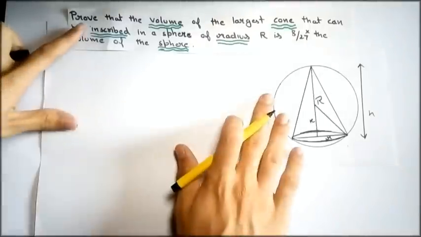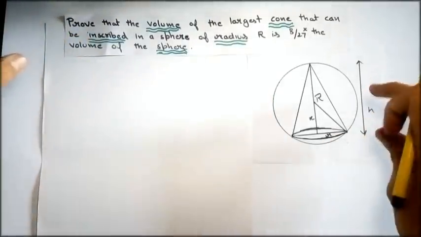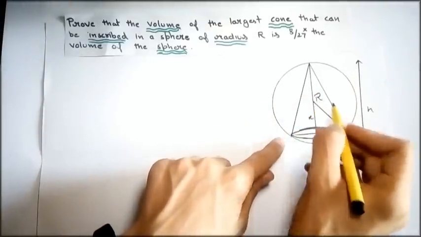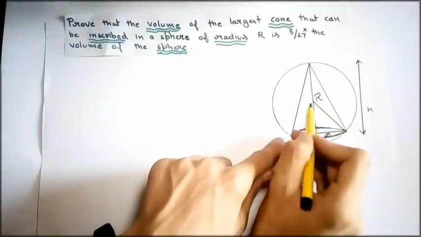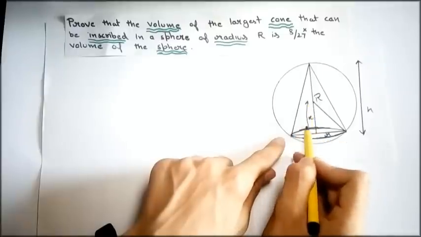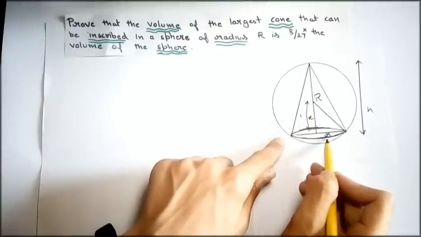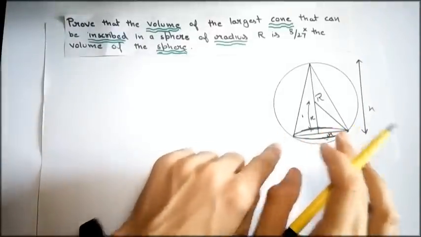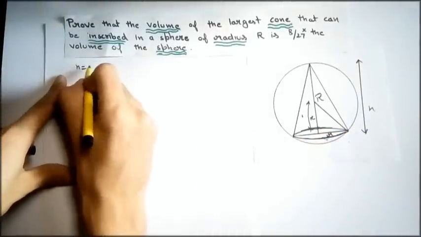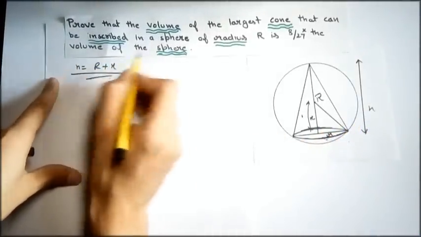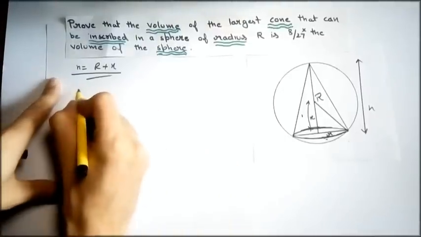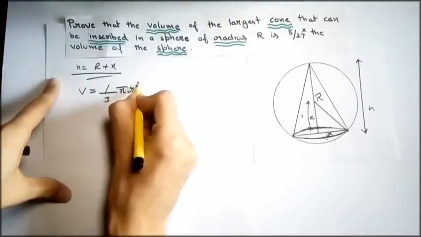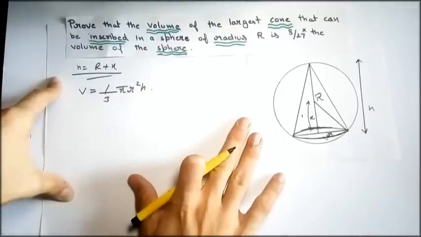So let's solve. First I write that h is equal to R plus x. R is the radius of the sphere, x is the distance from here to here, and r is the radius of the cone, small r and big R, and h is the height of the cone. So the height of the cone h is equal to R plus x. Now what is the volume of the cone? That is 1/3 pi r square h.